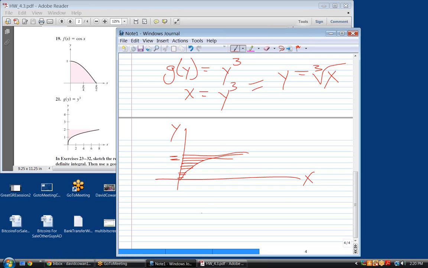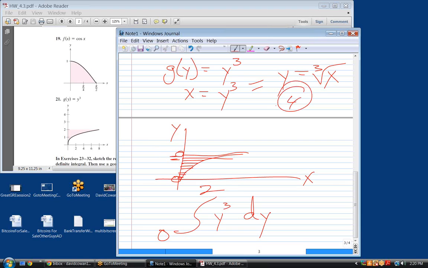So if I wanted to integrate this, I'm going to integrate with respect to y, which means I need a function of y. Well, that's nice. That's what they gave me. They gave it to me as a function of y. And I integrate from the bottom to the top, which in this case is from 0 to 2. In other words, that should give me the same area. What was our area the other way? 4?